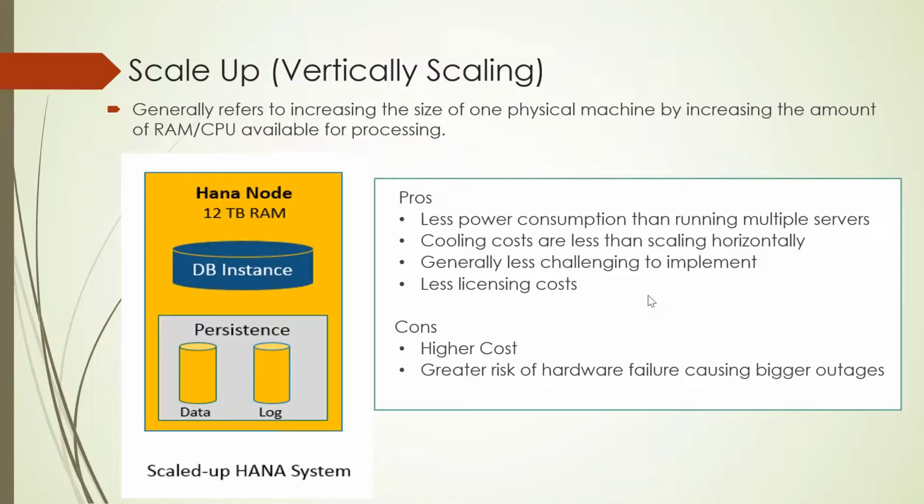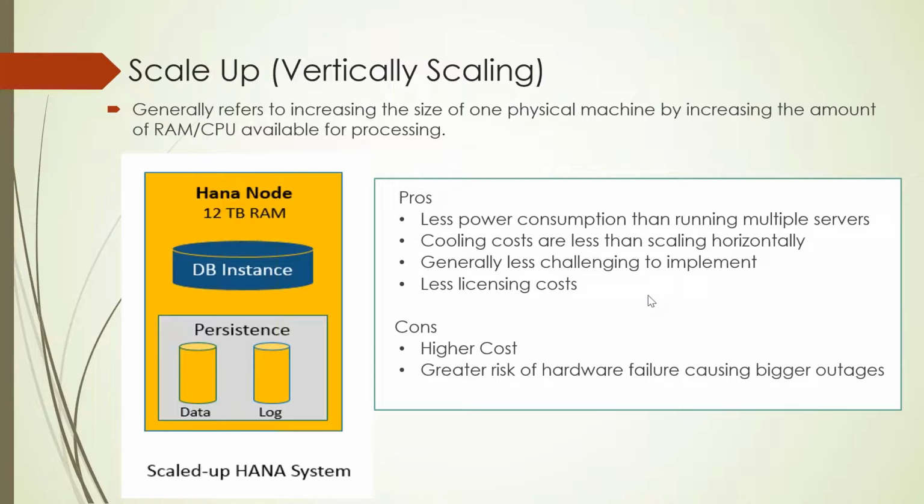Less licensing cost is required. The memory footprint will be less, and you require only one OS license, because you have only one HANA system here. There is one node in the HANA system that runs on a single OS.